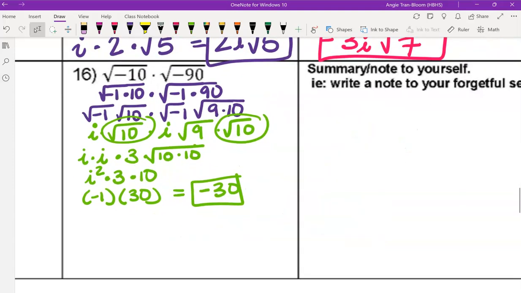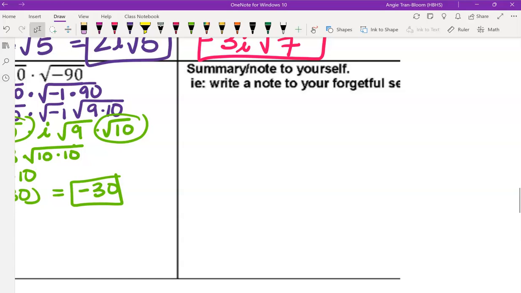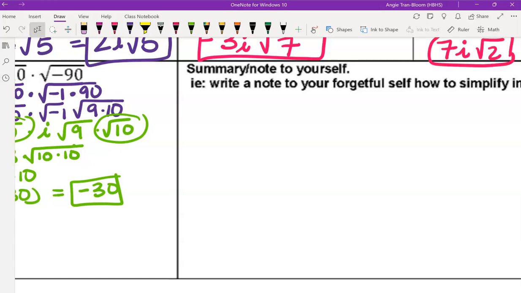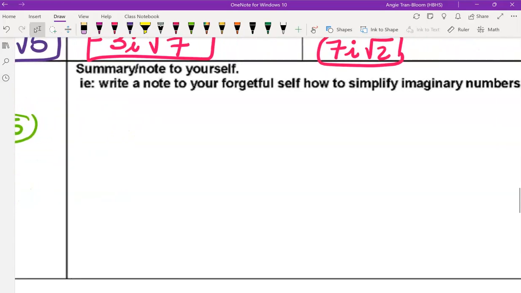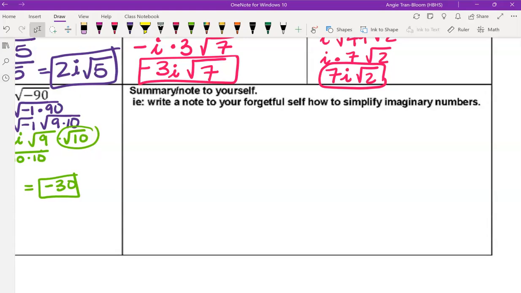So kind of take a minute to figure out what's difficult for you, or write yourself a reminder of, hey, you know what? How do I simplify i's? Or what were the 4 things that you have to have? What happened when you have a remainder of 1, or remainder of 2, or remainder of 3, or no remainders at all?